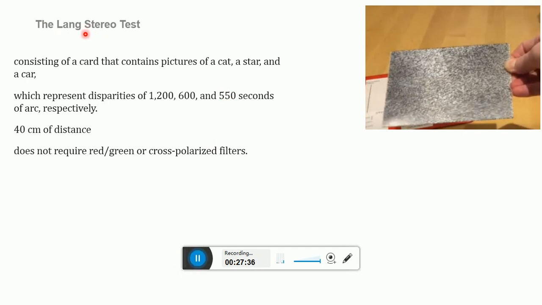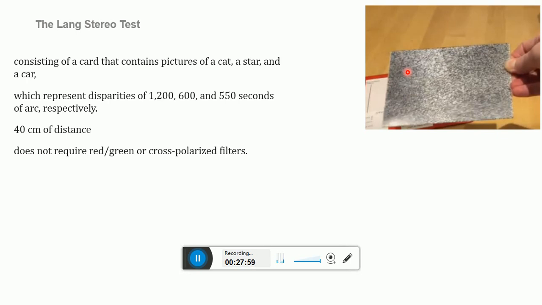So this is actually the Lange stereo test. Targets are made up of fine vertical lines which are seen alternatively by each eye when focused through built-in cylindrical lens elements. The displacement of the random dot images creates disparity ranging from 1200 to 550 seconds of arc.